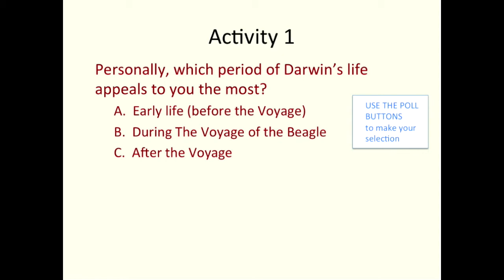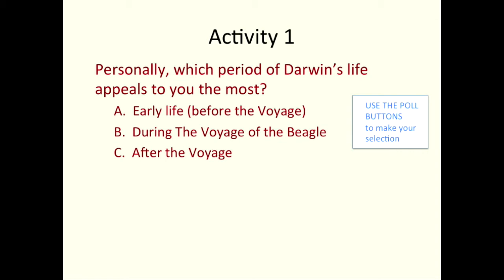So Darwin lived for quite a while. He lived until he was 73 years old. The voyage was an important part in the middle there, 5 years from 1831 to 1836. So really, which period of Darwin's life do you think? Would you rather be out adventuring in South America, or would you like to be comfortable down the house? Or maybe his early life was quite interesting.